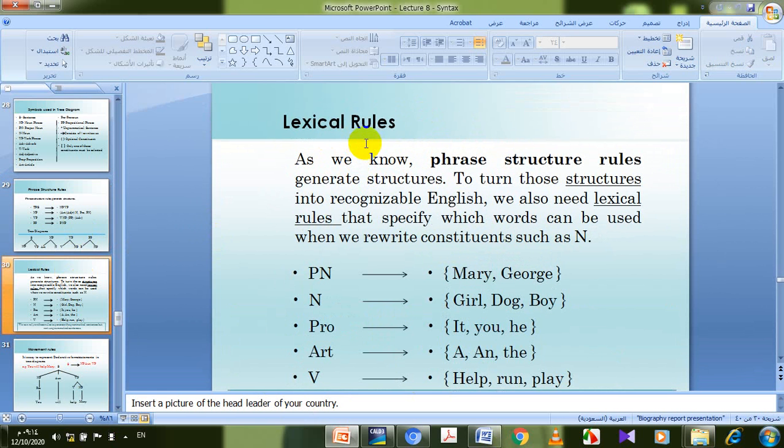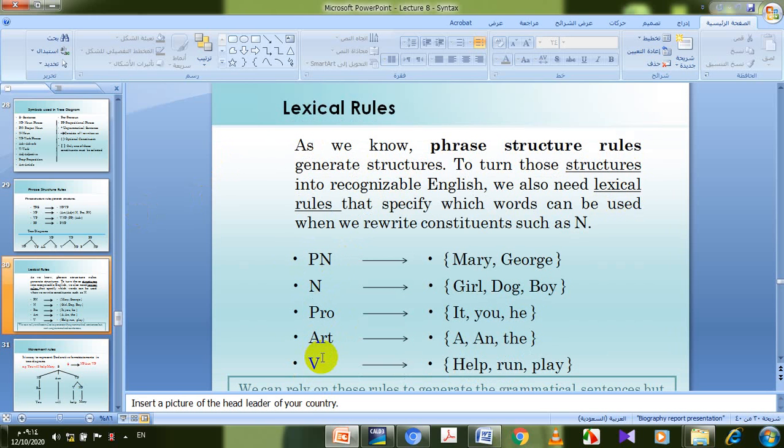Lexical rules. Now we are going to transform these structure rules into lexical rules, meanings. As we know, phrase structure rules generate structures, just structures. Adjective, PN, pronoun, article. That's it. Only the word article. But what type of article? What is the article? The real article, the lexical. Like PN, which is proper noun, but just proper noun.